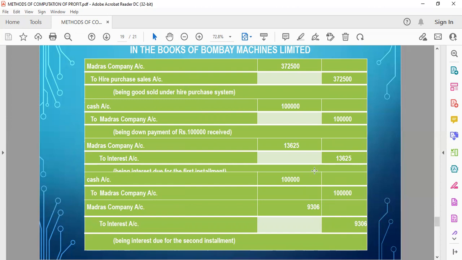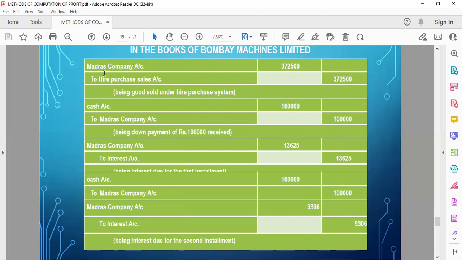What is the journal entry? We should write it. Madras Company account debtor to hire purchase sales account. The books of Bombay Machines Limited. We should write the first journal entry. Madras Company account debtor 3,72,500. This is the value of the machinery to hire purchase sales account 3,72,500. In the bracket, you should write the narration being goods sold under hire purchase system.